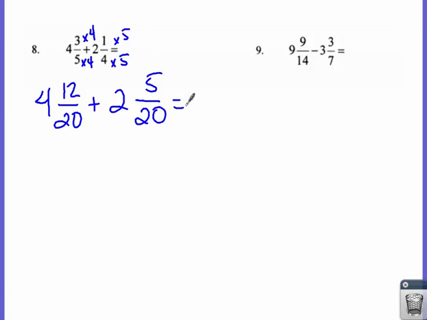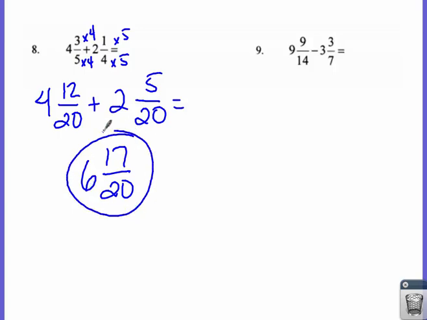Now we're ready to add our numerators together. So 12 and 5 make 17. Keep our denominator of 20, and then add the 4 and the 2 to get 6. And then we ask, can I simplify that? No, I can't, so I circle my final answer.